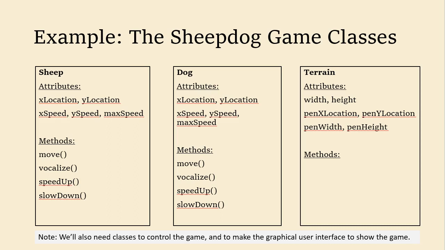And the terrain doesn't really have any methods. It doesn't do anything, it just sits there. Now we will talk about some informational type methods later on, but it really doesn't act, right? It doesn't really do anything.